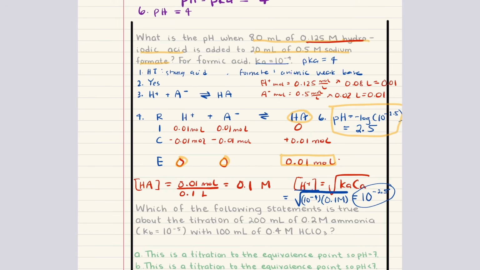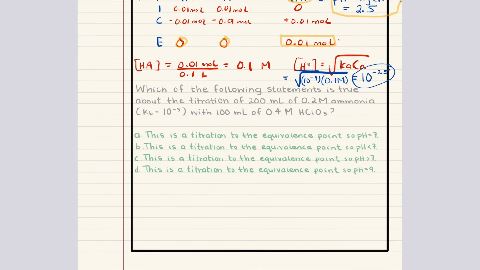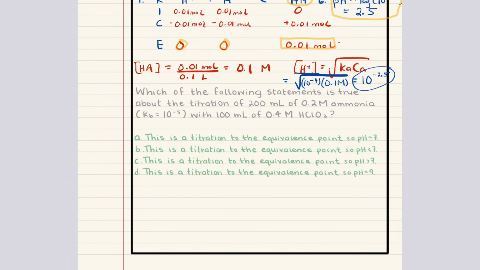Now we can move into our last and final problem. This one says, which of the following statements is true about the titration of 200 milliliters of 0.2 molar ammonia? It has a Kb equal to 10 to the negative 5. With 100 milliliters of 0.4 molar chloric acid.